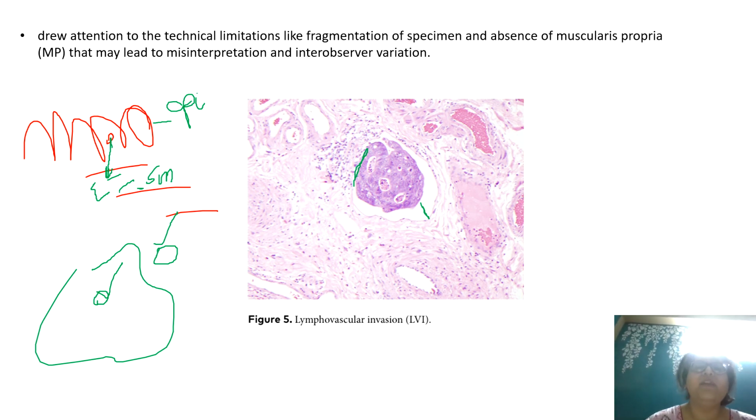Okay. A lot of people follow the RC-Path data set to report a colonic biopsy from a colorectal cancer. Some people follow the CAP. So right now today what I'm telling you is just some general points.